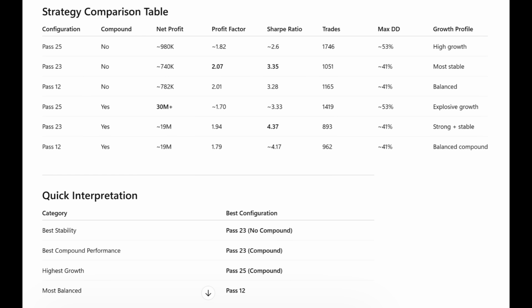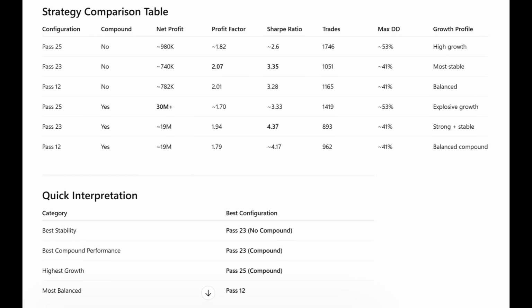Now, after reviewing all 6 configurations, both with and without compounding, we can start to see a clear pattern. Without compounding, all 3 strategies demonstrate a consistent upward equity curve, which confirms that the underlying trading logic has a real statistical edge. However, once compounding is introduced, the performance becomes exponential. But it's important to understand that compounding does not create an edge, it only amplifies the existing one.